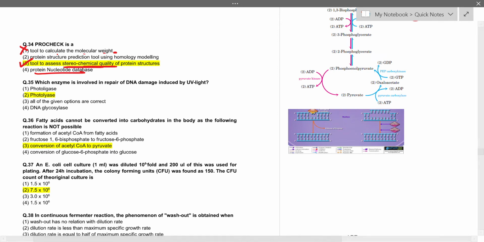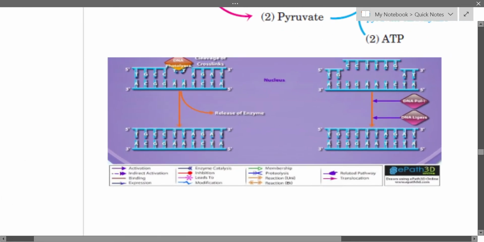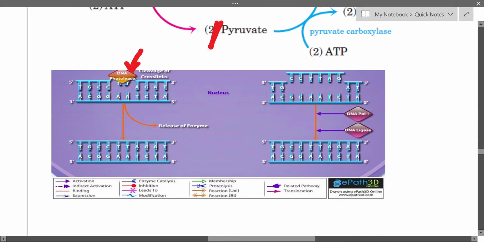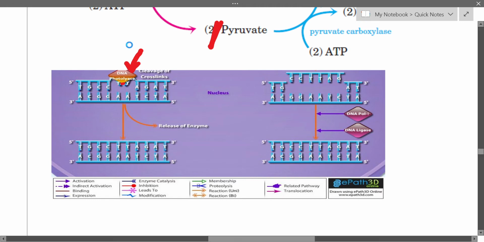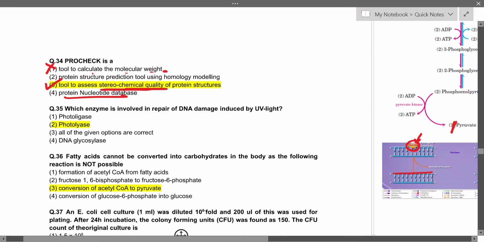Which enzyme is involved in the repair of DNA damage induced by UV light? What happens when there is UV damage to the DNA? The thymines form a dimer. Whenever there is a formation of a thymine dimer, we have to break that dimer so that the damage is repaired. An enzyme binds onto the thymine dimer and cleaves it. Then it is normally produced again. So here the answer is photolyase. Photolyase is an enzyme which binds onto the thymine dimer.